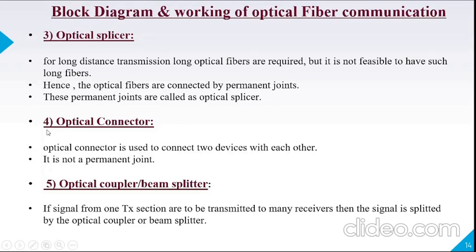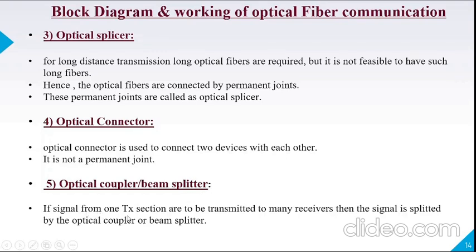Next, we will see optical connector. Optical connector is used to connect two devices with each other. It is not a permanent joint. But optical splicer is a permanent joint, and optical connector is not a permanent joint. It's a temporary joint.